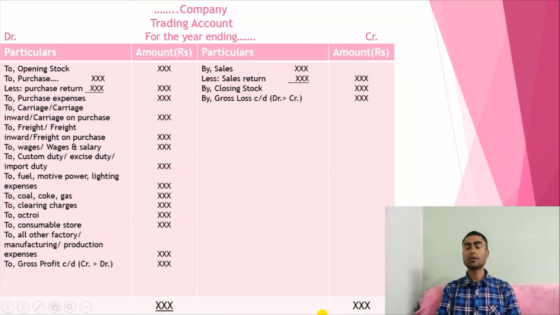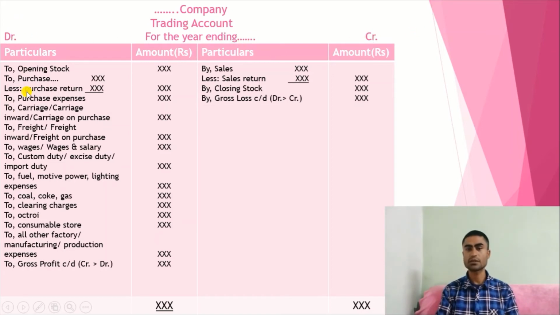Okay, so here is the specimen of trading account. The heading is written at first, and the heading is like that: the debit company. If there is a name of company, then we should write the name of the company. If you are working in some particular organization, then you should write the name of your company. And the trading account, and for the year ending, that means it is a continuous process of preparing the trading account. And two sides, obviously debit side and credit side.